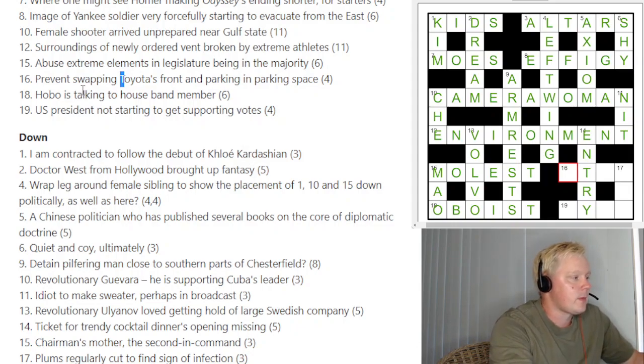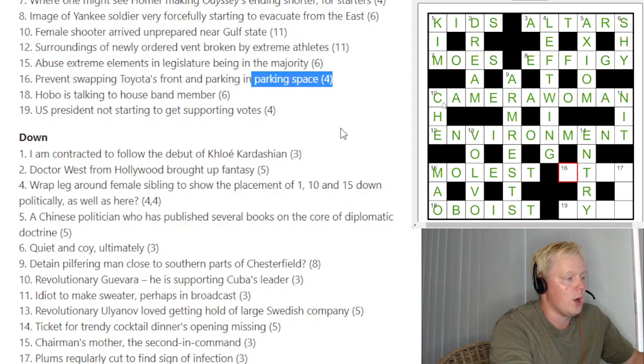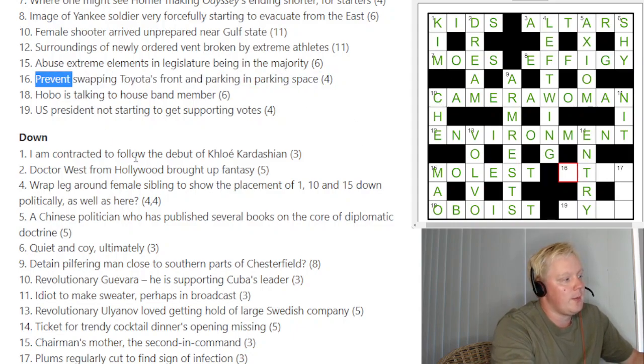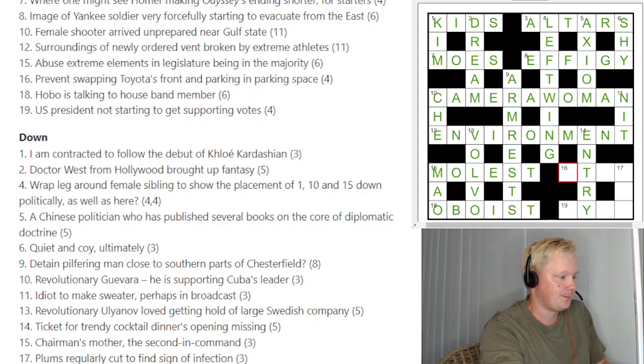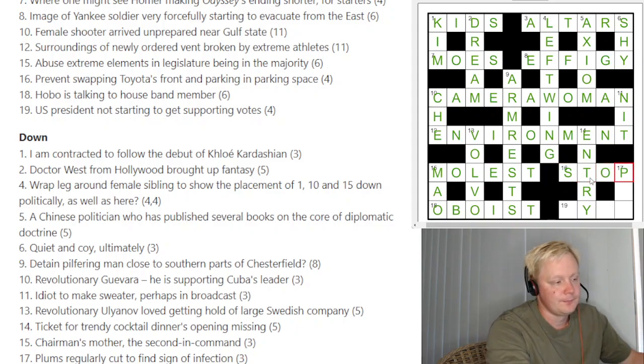And actually we have in here, so swap something in this word. And the prevent would then be the definition. So a parking space is a parking spot, somewhere you park your car. If you swap the T and the P, you get stop, which means prevent. So that's an example of letter swapping.